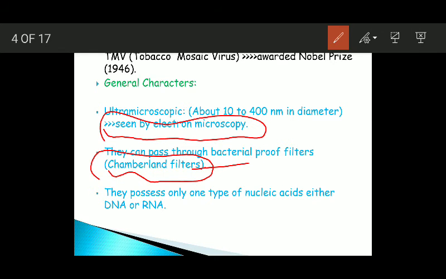Chamberlain filters. These agents possess only one type of nucleic acid. Either they contain DNA or RNA, not both. This is very much important. A virus contains either DNA or RNA. They do not contain both DNA and RNA.